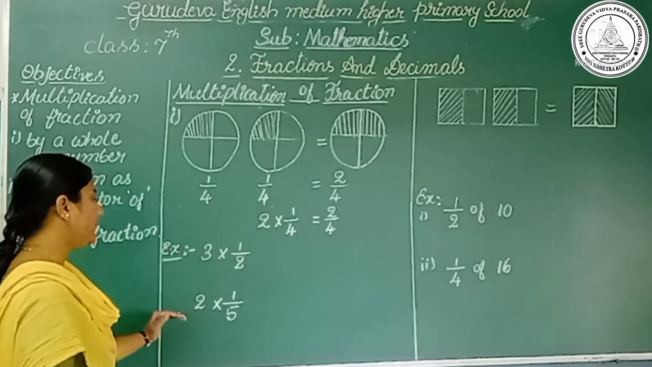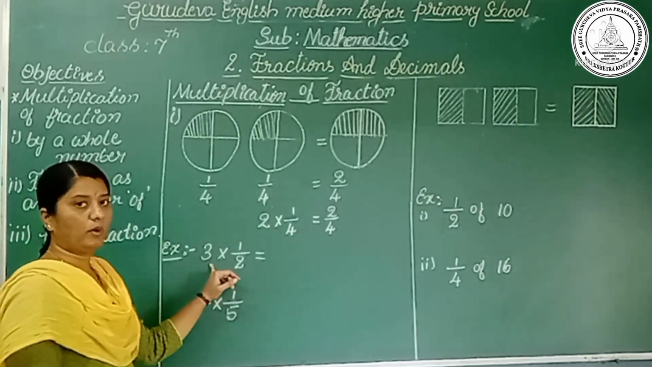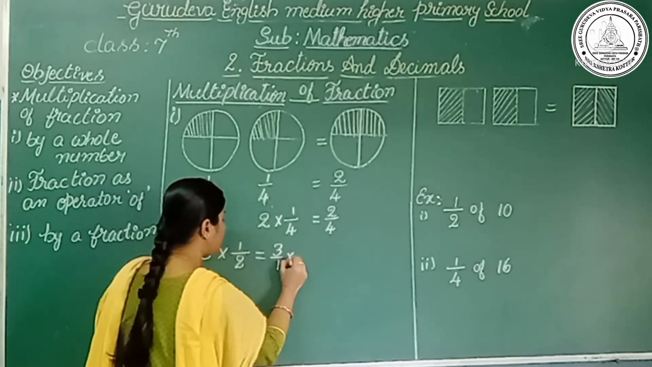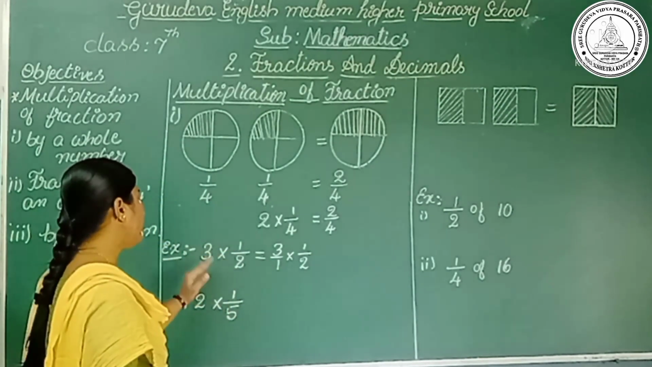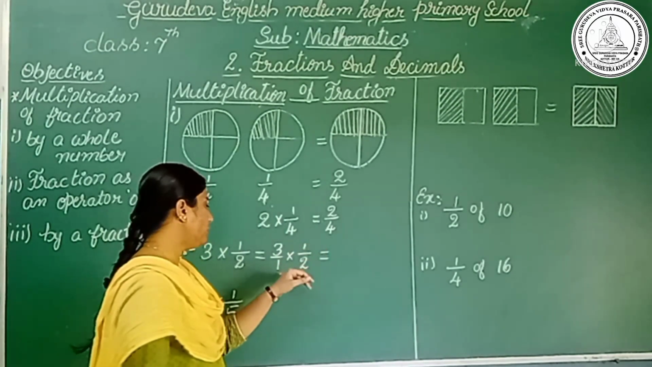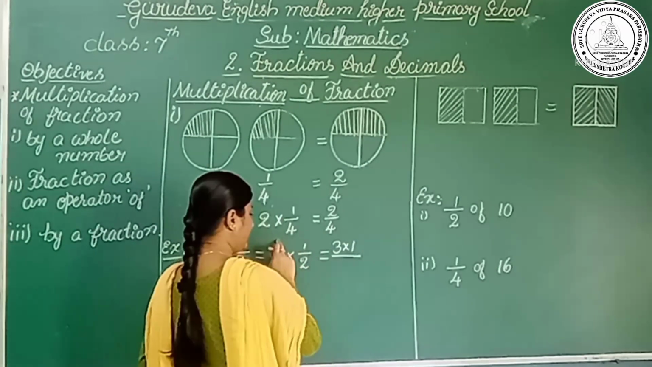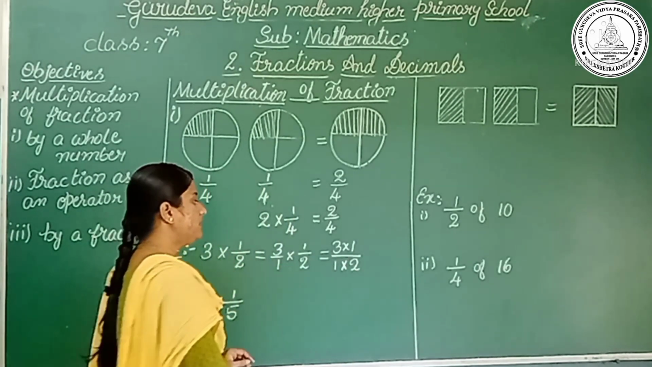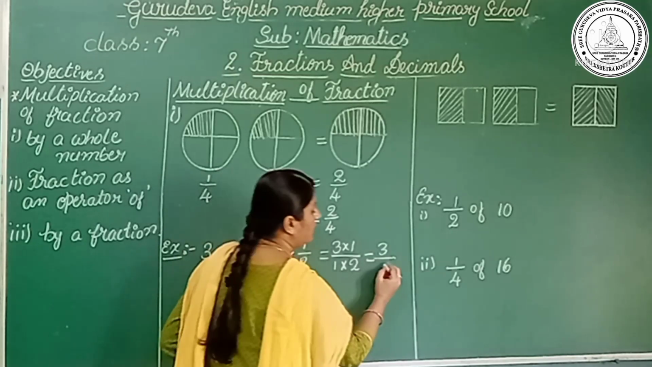You may also see an example: 3 into 1 by 2. 3 is a whole number, and we know that its denominator is always 1. Write the fraction here as 1 by 2. While we are multiplying a fraction by a whole number, just multiply the numerator to the numerator and the denominator to the denominator. Now write here 3 into 1, numerator into numerator, divided by denominator into denominator. Then 3 ones are 3, divided by 1 twos are 2.